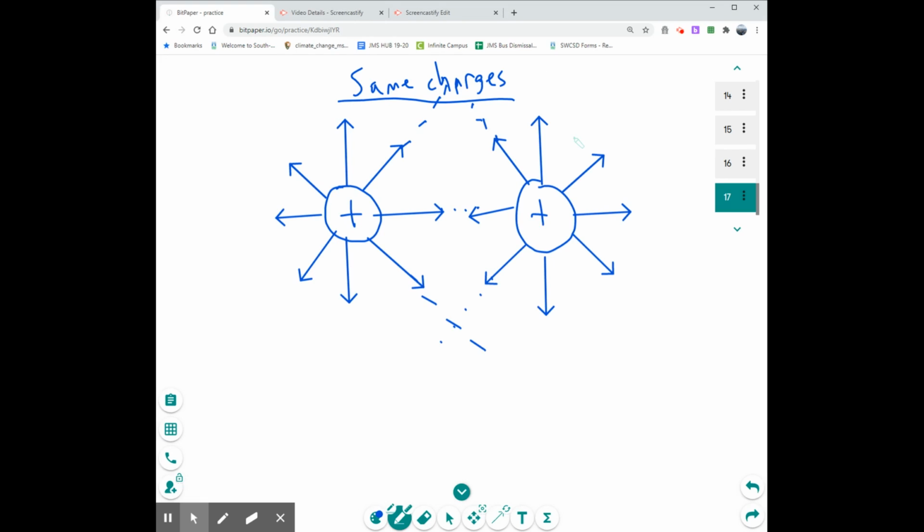What ends up happening is similar to when you bring two magnets together with the same sides facing, like north and north. They're going to start pushing apart. So the closer you bring these two particles, the less they're going to want to be together. And how you can visualize that is that their field lines are going to start pushing away.